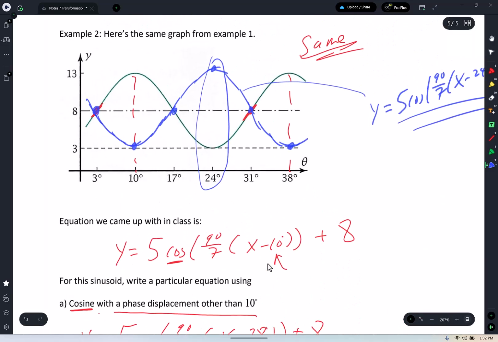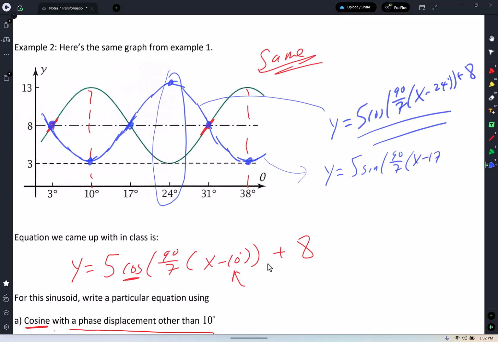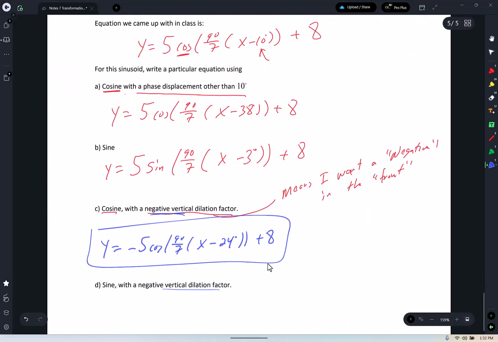Okay, I'm going to come back. What if I told you I want this blue curve, but I want it in sine? Y equals 5 sine 90 over 7 parenthesis, and I got to pick a point of inflection going up on the blue curve. So what point of inflection going up do you see? 17. X minus 17 degrees, close, plus 8. Don't put a negative there, because then you're telling me that graph is negative. You're going to put a negative where they want it, down here.